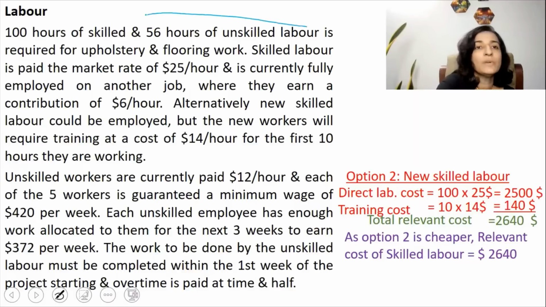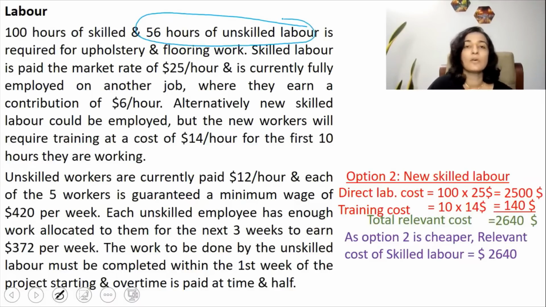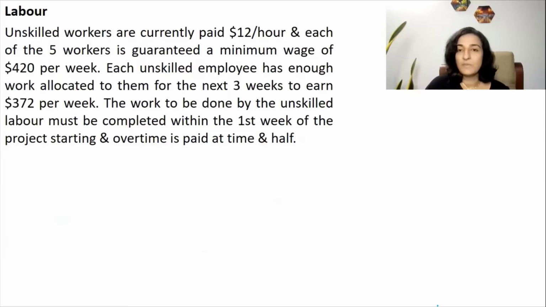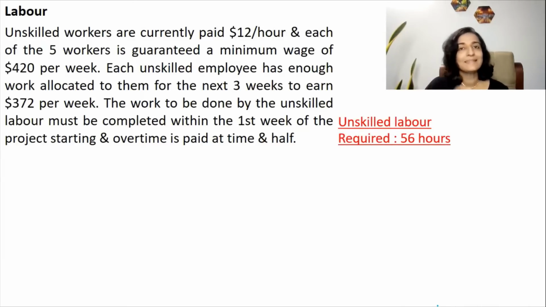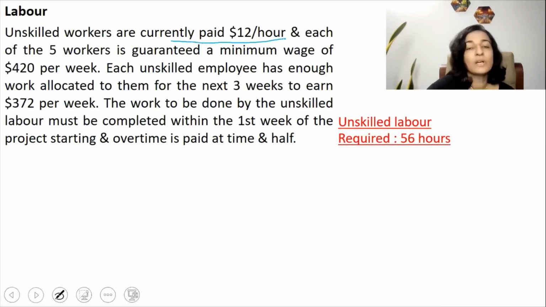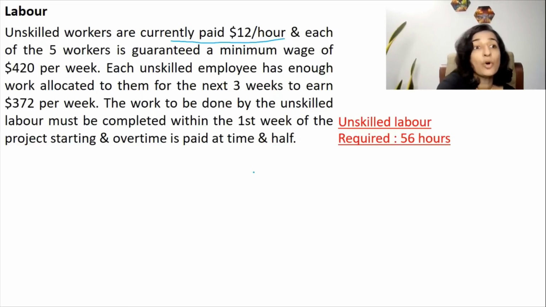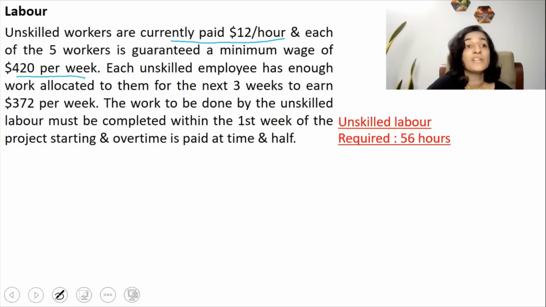Now going to the relevant cost of unskilled labor. Unskilled labor, how much do we need? 56 hours of unskilled labor. So I'm just making a note of it. Unskilled labor required is 56 hours. Now let's see the details that are given. Unskilled laborers are currently paid $12 per hour, and each of the 5 workers is guaranteed a minimum wage of $420 per week. What do you mean by minimum wage? That is, even if they do not have any work, we will still have to pay them $420 per week.